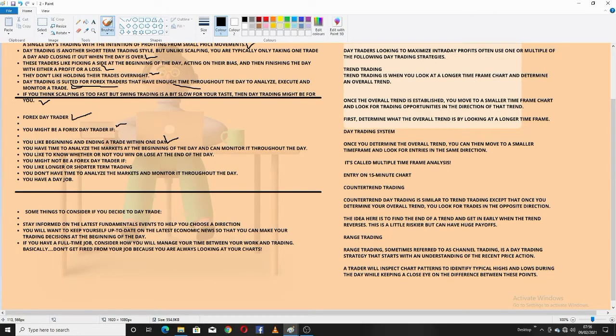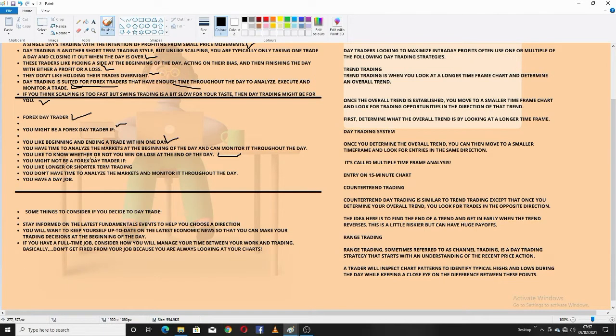You can be a day trader if you like to know whether or not you win or lose at the end of the day. So if you are curious of your results at the end of the day, you want to make money daily, or you want to know your losses daily, then you can be a day trader. You will survive as a day trader.